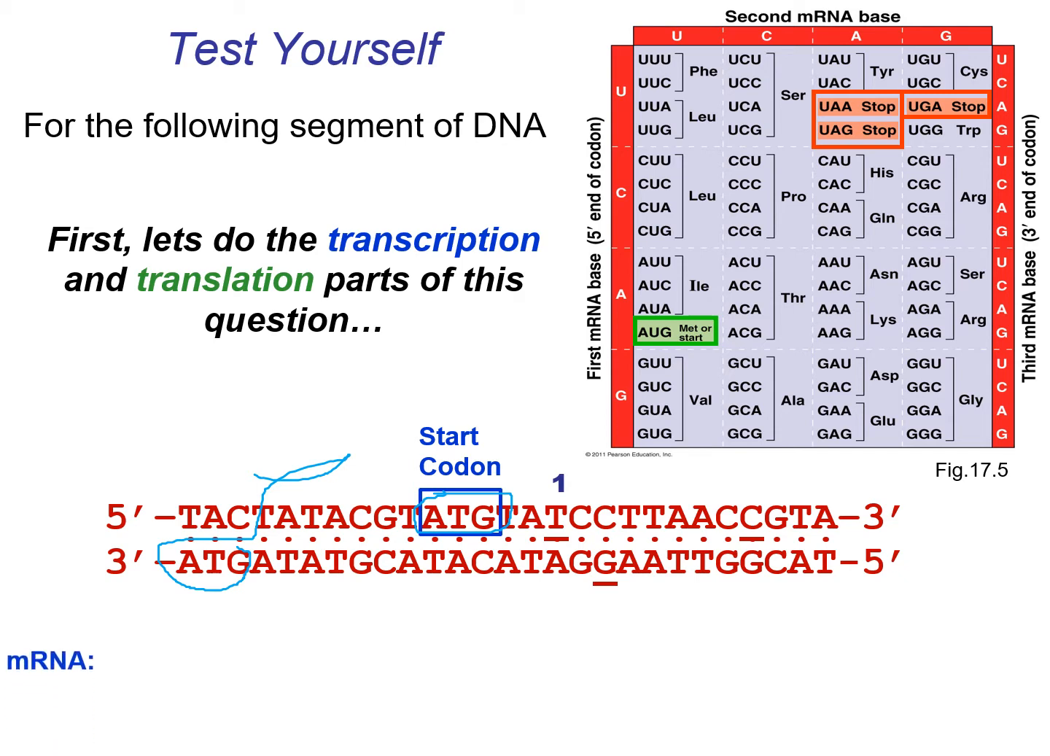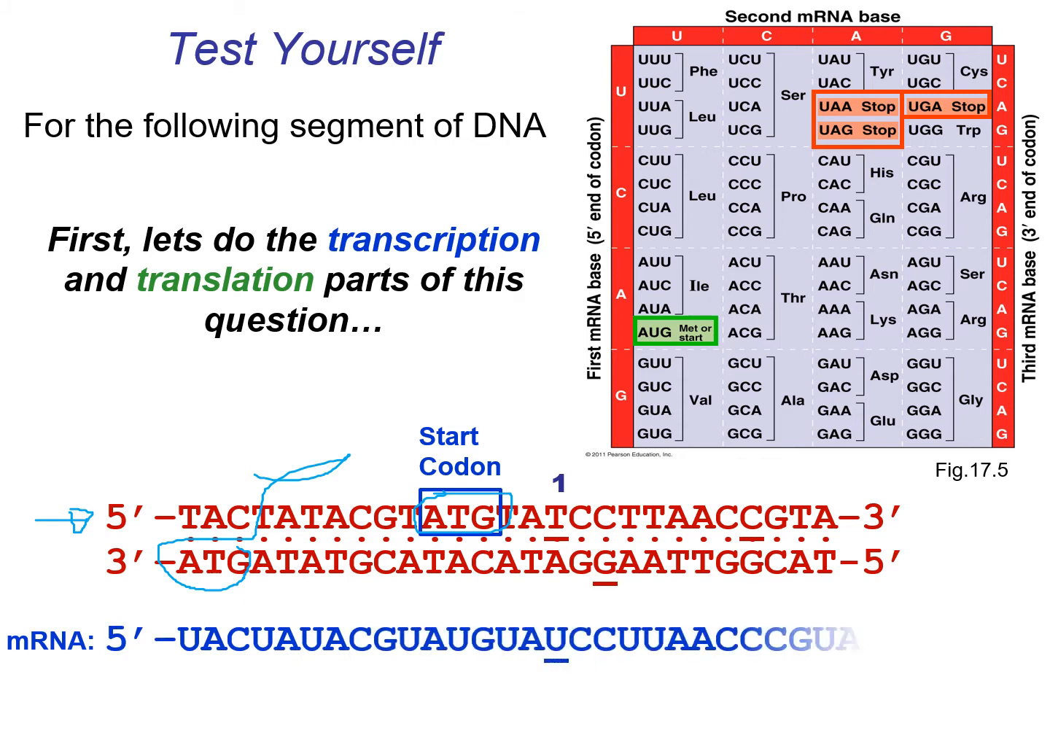Next thing we're going to do, we're going to make our messenger RNA. So the messenger RNA, we're going to copy out this strand here. So this is the sense strand. We're going to copy it out, except we're going to change all our T's to U's. So let's do that. Here goes. So there's our messenger RNA. Next thing we're going to do is find all our codons. So I'm going to underline them all a triplet at a time, starting with the start codon. Here goes.